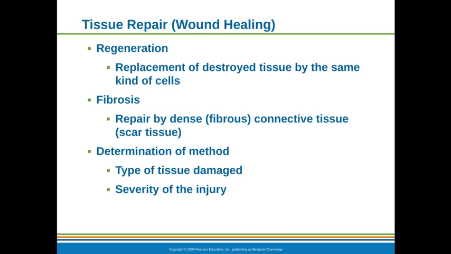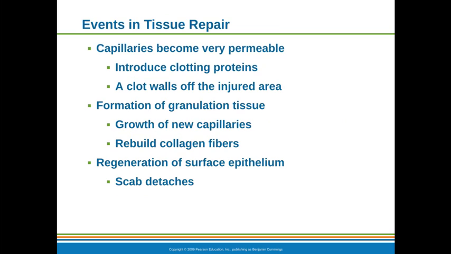Okay, so again, this depends upon the type of tissue damaged and the severity of the injury. Now, some types of tissue in the body will not regenerate at all. Nervous tissue, for example, does not regenerate very well at all. This explains why when there are spinal cord injuries, that cannot be repaired.